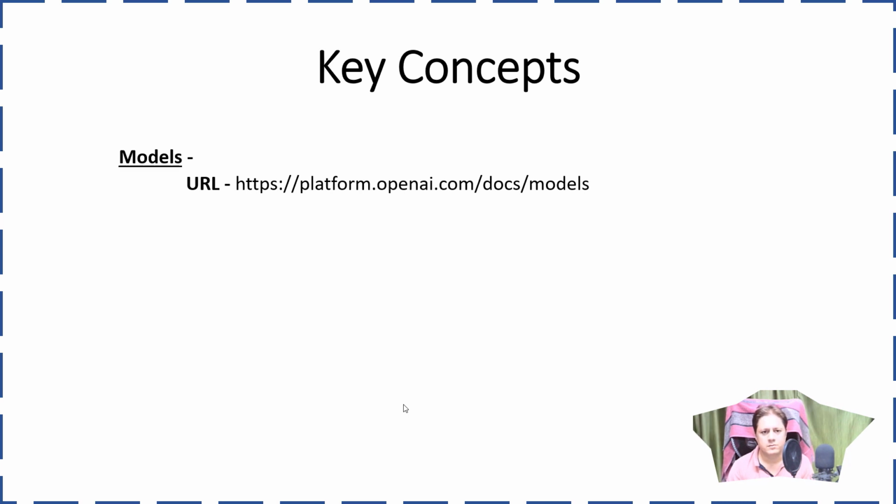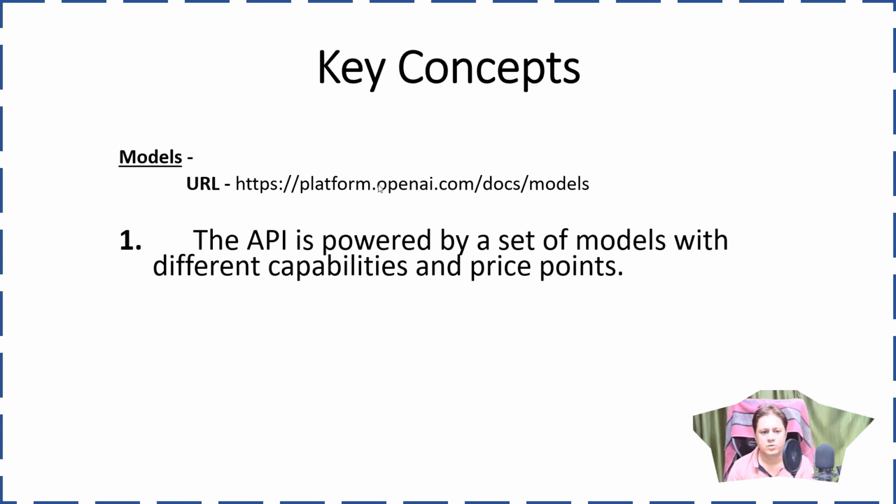Models are another key concept which you must know. As I told you, there are so many models. You can go through this URL and see the different models over there. Related to models, I want to give some description: the API is powered by a set of models with different capabilities and price points. Every model charges differently. Every model has more or less capability. They have some limitations regarding tokens, and some differences related to requests per minute or whatever. At present, at this moment, they have 64 different models.